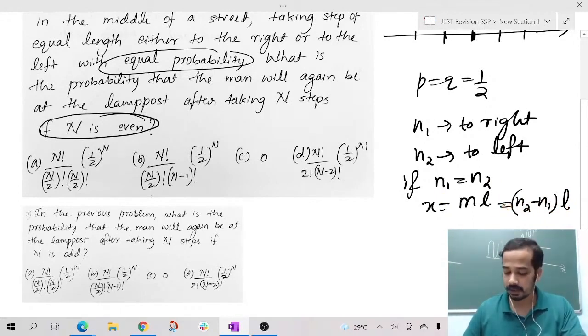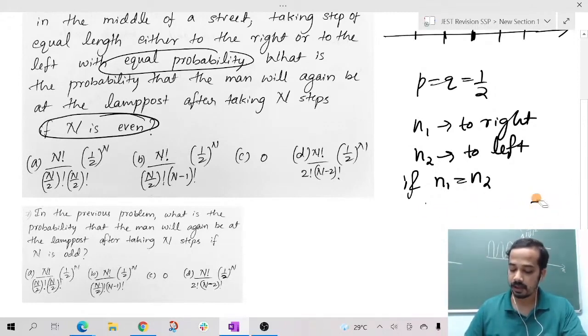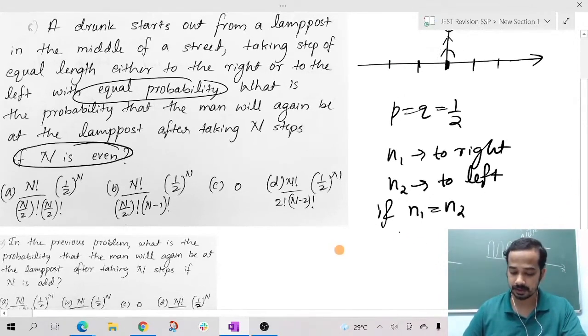If the number of steps to the right is equal to the number of steps to the left, okay, he will come back to the same point, isn't it? That is the basic idea.